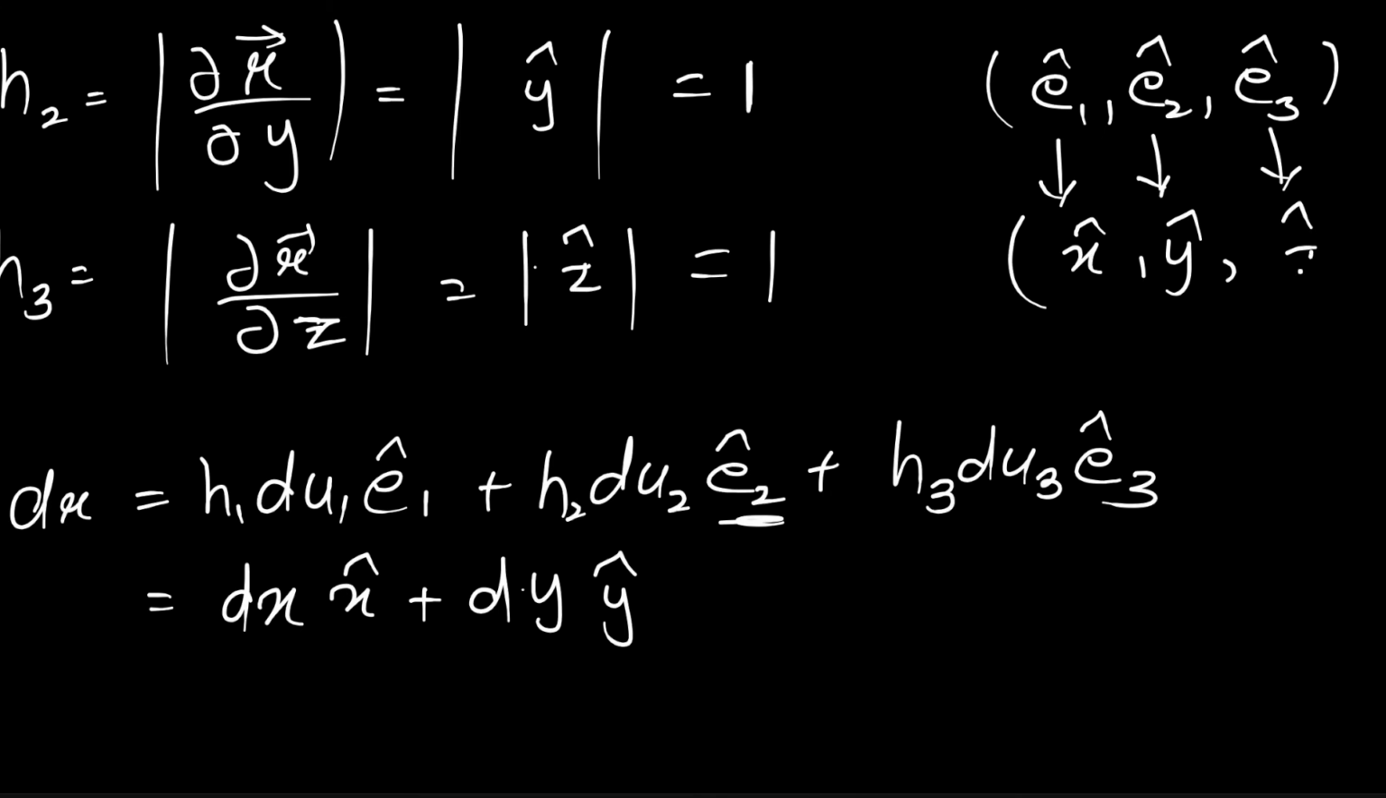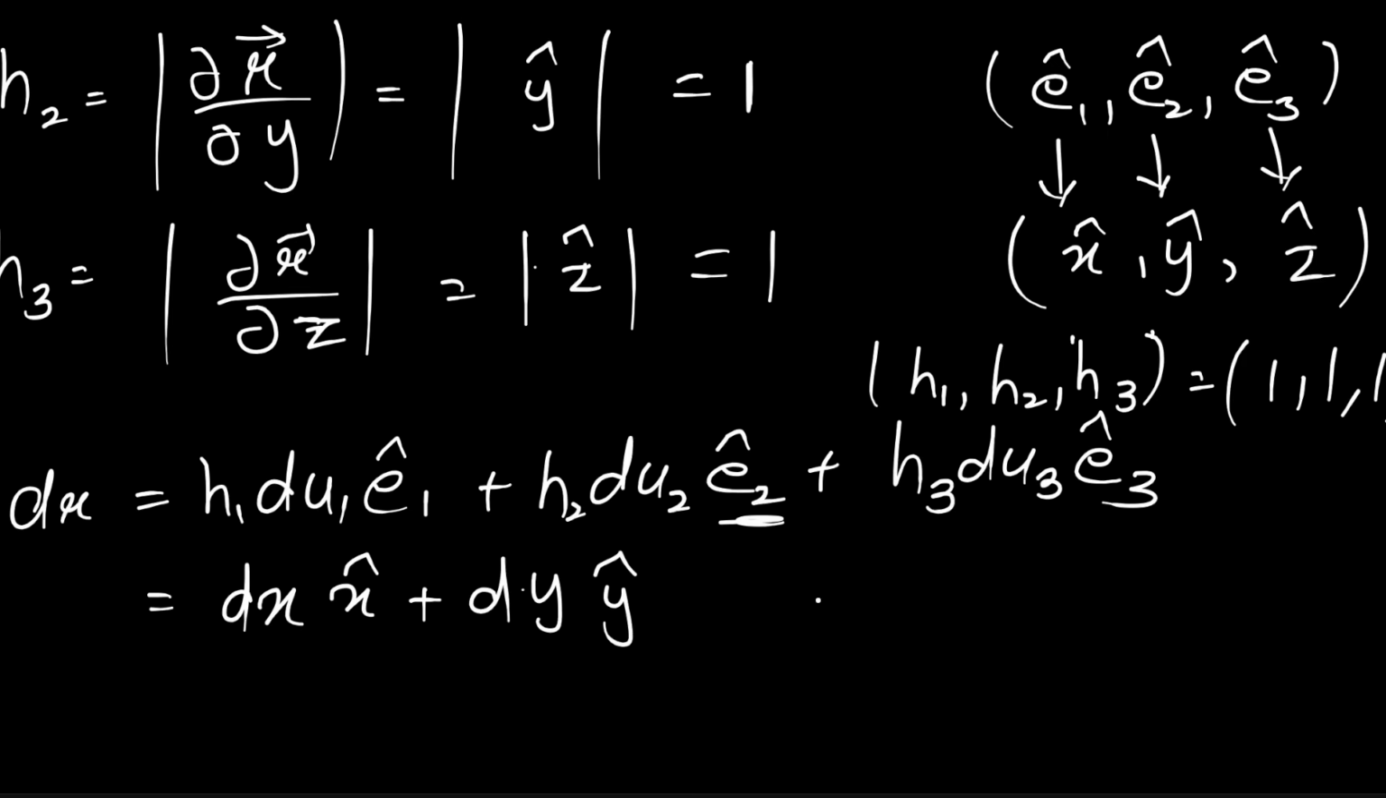These are the unit vectors you should get. And h1, h2, h3, if I write them, we are getting 1, 1, 1 only. Plus the h3 value is 1, dz z cap, and this is the dr vector.